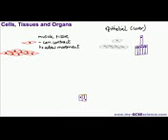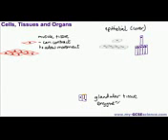Okay, so that's another kind of tissue, and this last one down here is what we call glandular tissue, and this is the kind of tissue that makes up glands, and it produces things like enzymes and hormones.